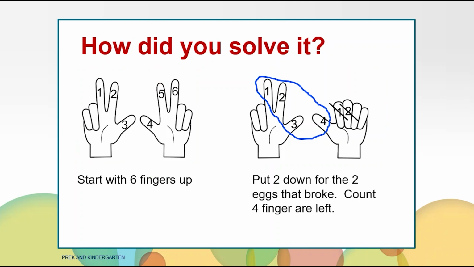You might have used your fingers. Maybe you put 6 fingers up because Ava had 6 eggs. 1, 2, 3, 4, 5, 6. Then put 2 fingers down for the 2 eggs that broke. Then you had 4 fingers left, which means Ava has 4 eggs.